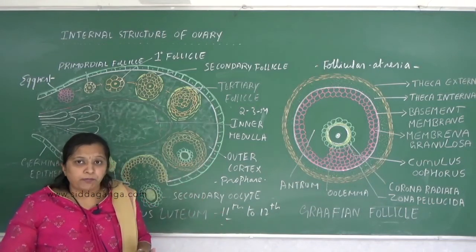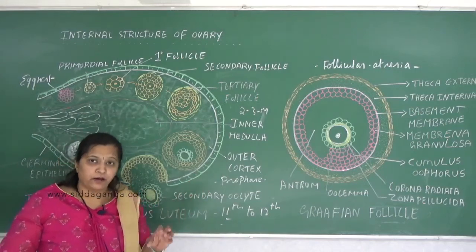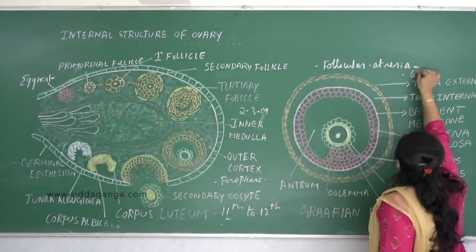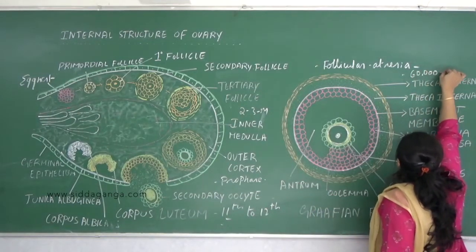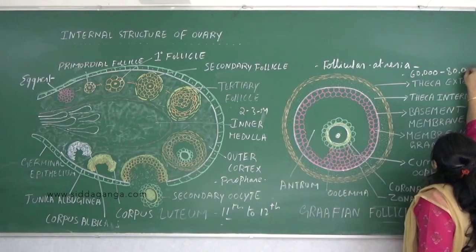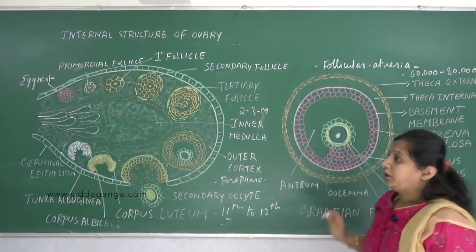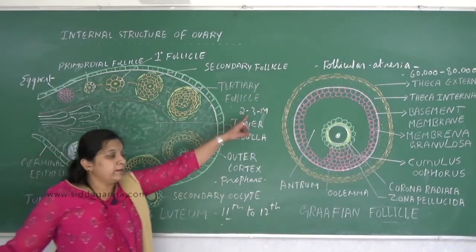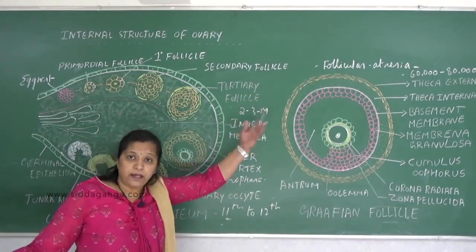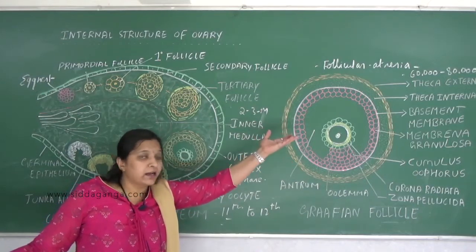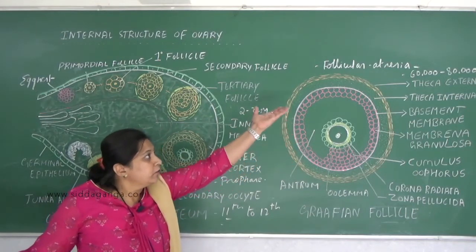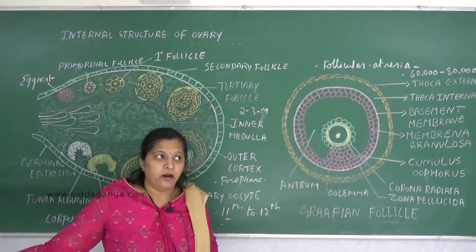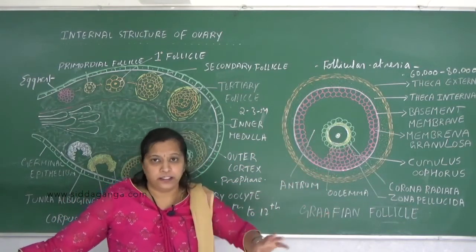Okay, so at the time of puberty, the number of primary follicles left in each ovary is only 60,000 to 80,000 follicles. So how many follicles will be left in each ovary at the time of puberty in females? Out of 2 to 3 million produced, how many are left? Only 60,000 to 80,000 follicles will be left in each ovary, and the remaining follicles all degenerate.